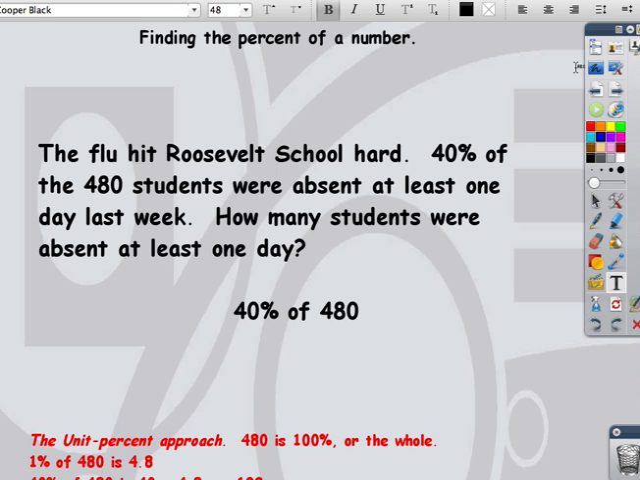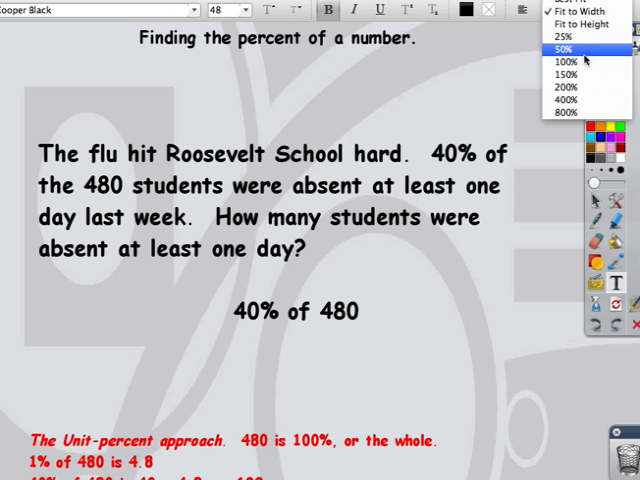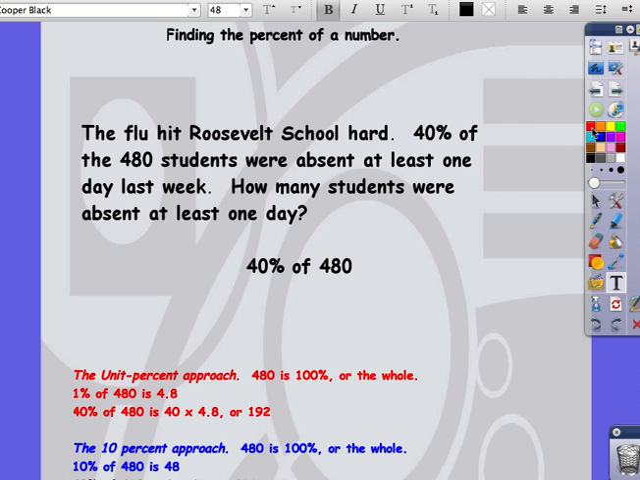Some of you are saying, well, I know that it's going to be close to 240. A lot of you can kind of figure that out because 40% is close to 50%, which is half, and half of 480 is 240. So that's a good way to get started. Now, the different ways that we can solve it are right here. The first one is called the unit percent approach. I'm going to show you 4 different ways. Some of you are going to really understand one way and not have any idea about the other. So just go with which way works best for you.